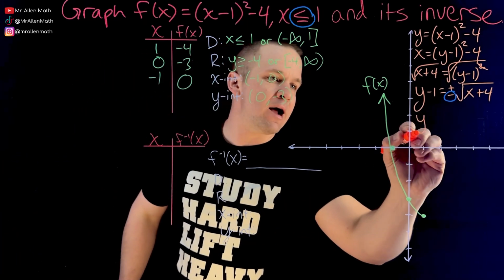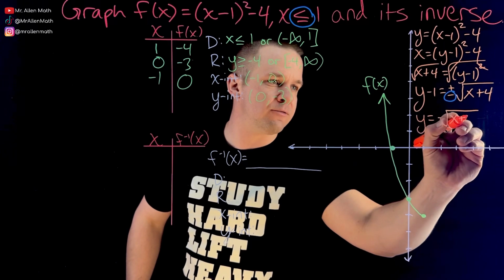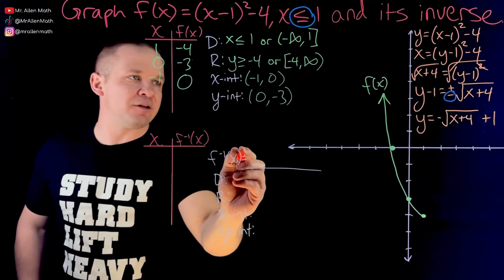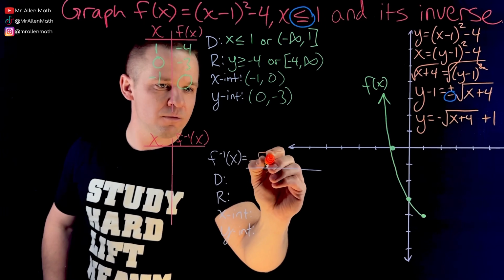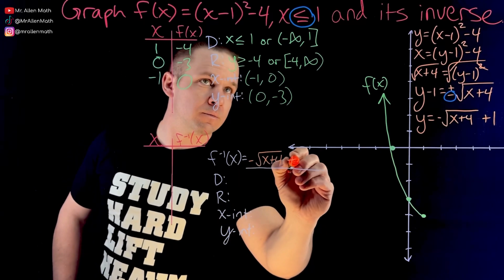So now I'll have y equals the negative square root of x plus 4. We're going to add 1 outside. That is my final inverse. So negative square root x plus 4 plus 1.